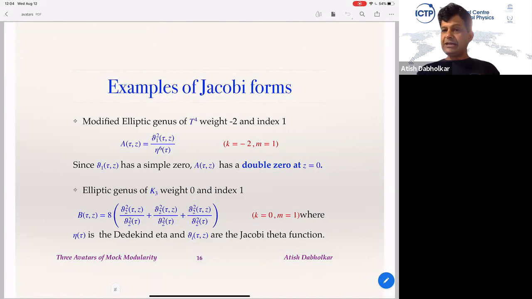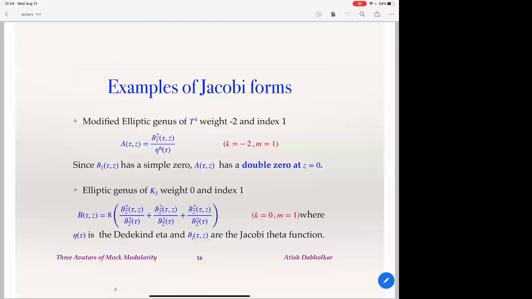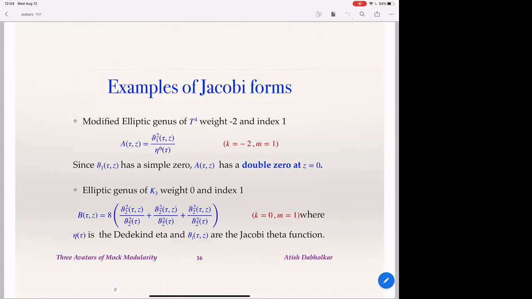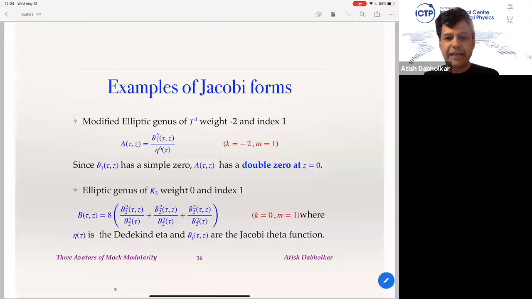Therefore, by some general arguments, you know that the elliptic genus of K3 should be a modular Jacobi form of weight 0 and index 1. And in fact, you can do some calculations in some orbifold limit and you can explicitly derive it. Sorry, there's a mistake. Over 3 theta functions, right? It should be theta 2 squared divided by theta 2 squared, theta 3 squared divided by theta 3 squared, and theta 4 squared divided by theta 4 squared. These are all the theta functions which don't vanish at z equal to 0. And eta is the Dedekind eta function.